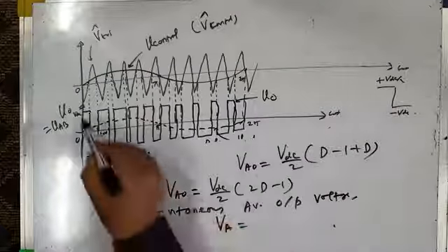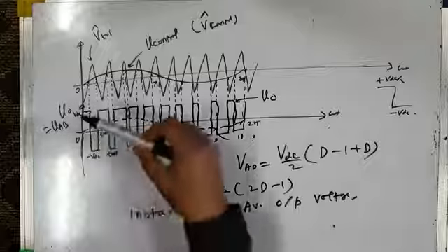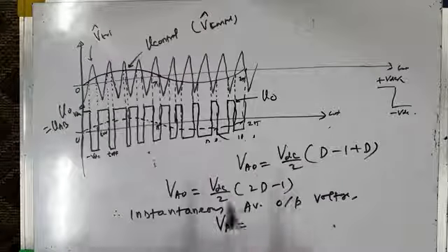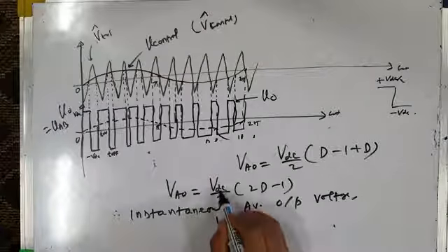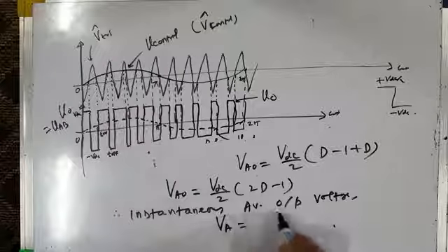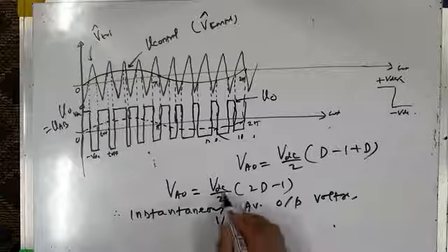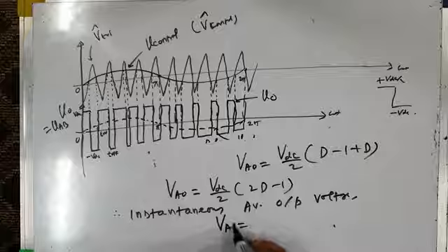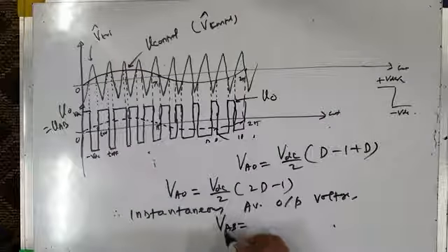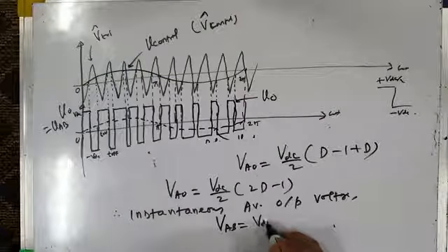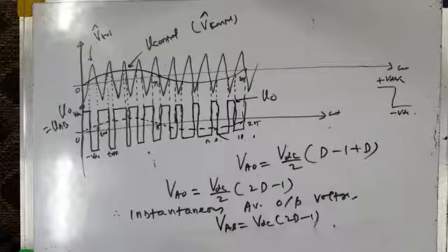That is equal to... the output voltage switches from plus VDC to minus VDC. So I will not write VDC by 2. VDC by 2 I write for pole voltage. For the actual inverter output voltage, I write VAB equal to... the output voltage is VAB. इसका average value है VDC into 2D minus 1. So this is very important.